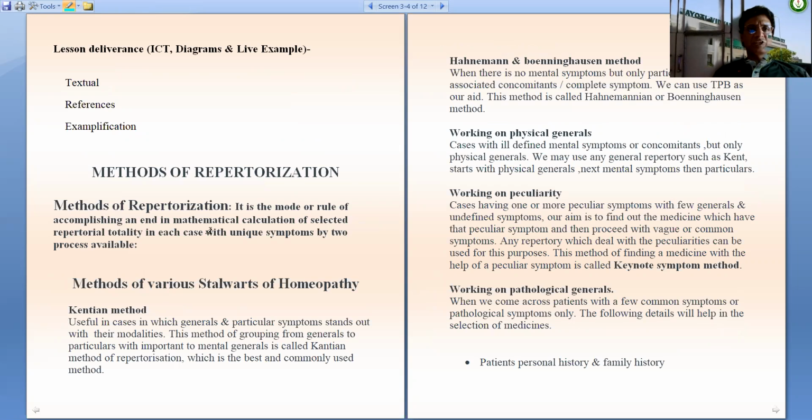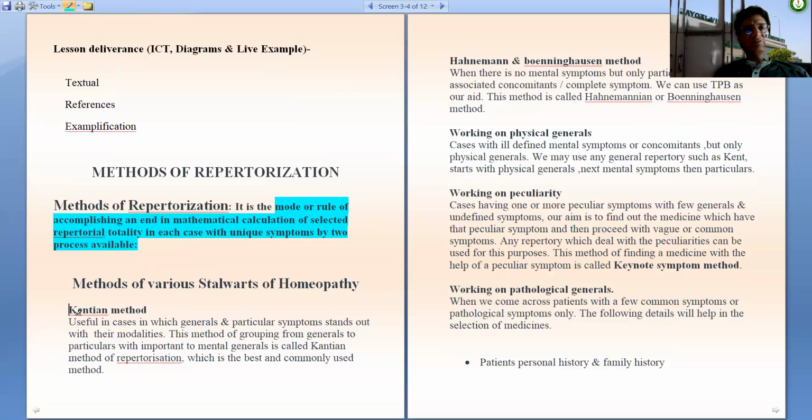See, what are the methods of repertorization? They are the mode or rule of accomplishing an end in mathematical calculation of selected repertorial totality in each case with unique symptoms, and that is done by two processes available. And the processes are total addition and elimination, as we all know. But the methods adopted by different stalwarts are different.